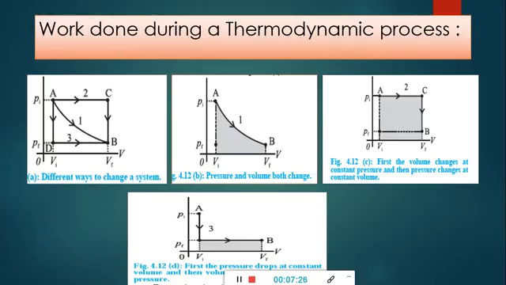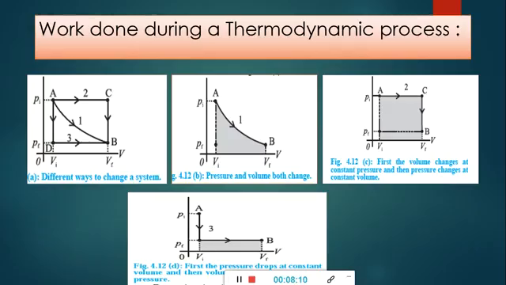Now this diagram shows the PV diagram indicating the change of state of a system from the initial state. For the initial state, we have taken volume VI and pressure PI, to the final state VF and PF, along different possible paths. Now let's understand the relation between path and the work done along a path. In diagram A, which shows the different ways to change a system, paths 1, 2 and 3 are shown on the PV diagram.